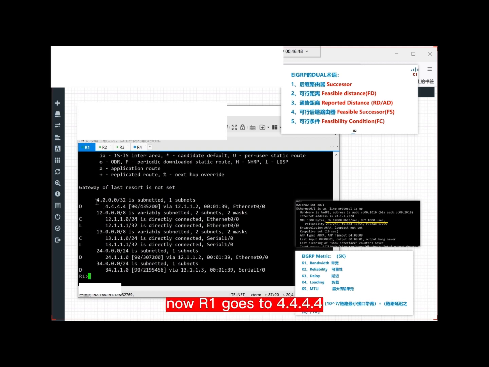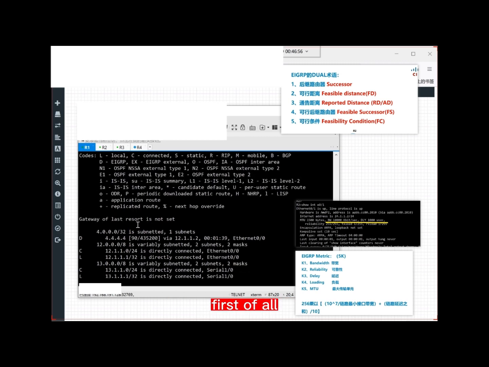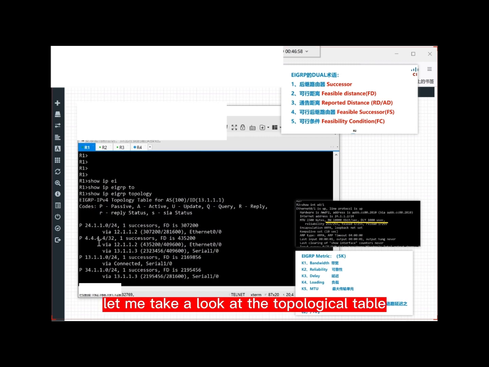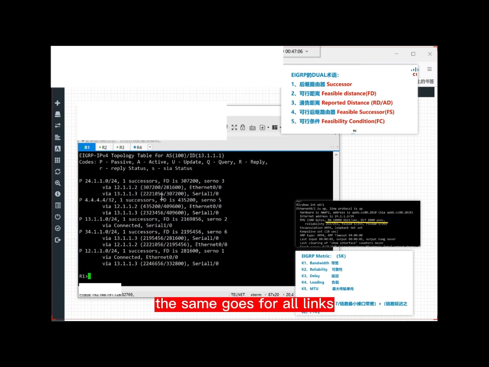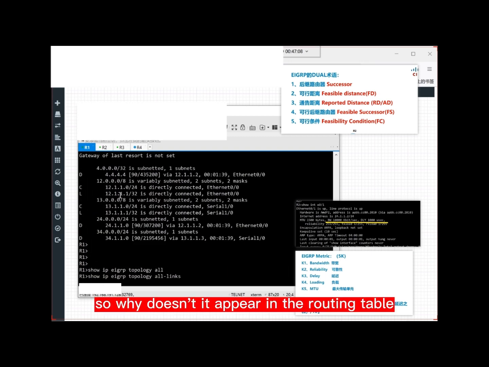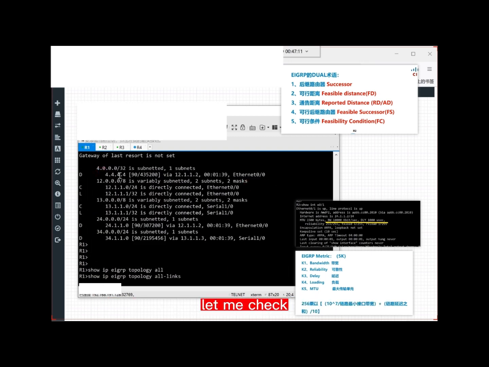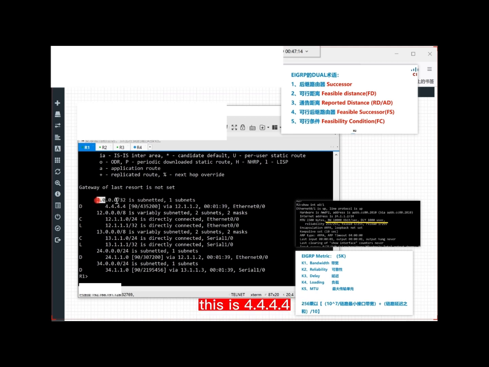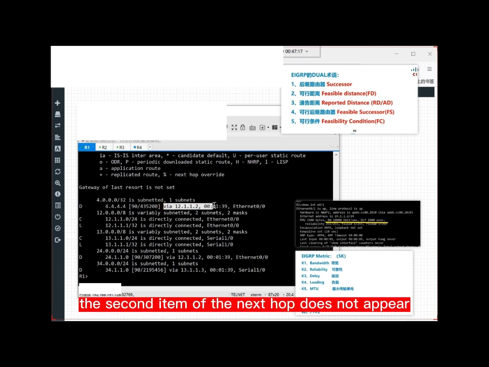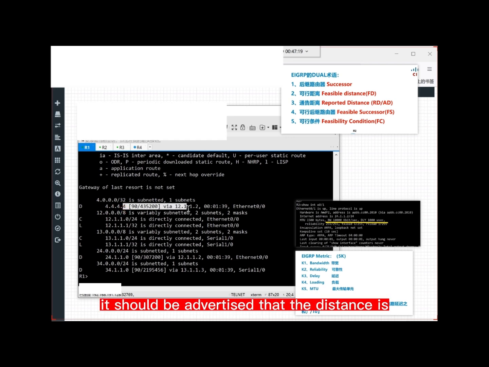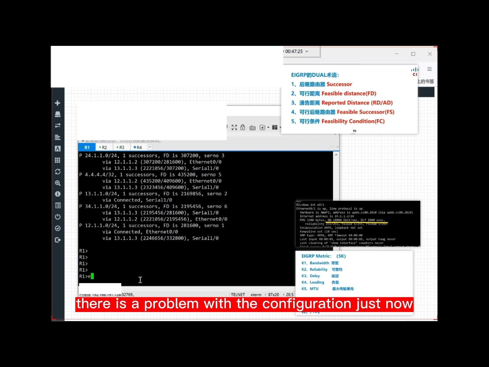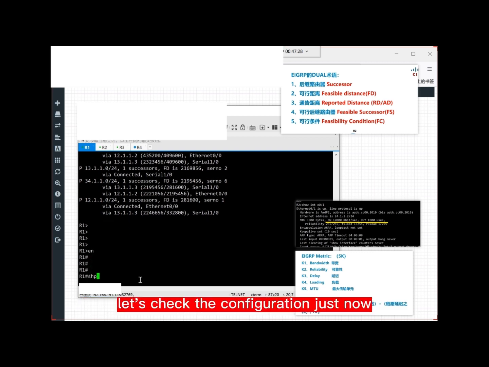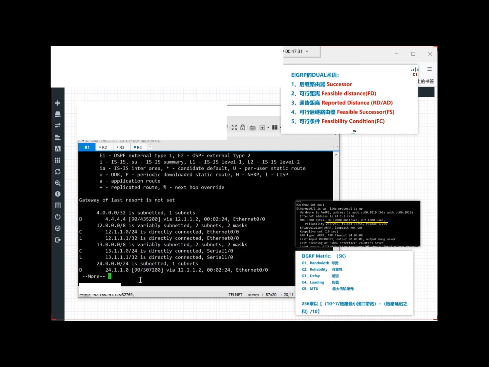So when this comes up, let's check the IP routing table again. Now R1 goes to 4.4.4.4. First of all, let me take a look at the topology table. Check out all links. For now, the same goes for all links. So why doesn't it appear in the routing table? In the routing table, 4.4.4.4 goes to 4.0.0.0. The second next hop does not appear. It should be advertised, as the distance is also equivalent. There is a problem with the configuration just now. Let's check the configuration just now. Show ip route.